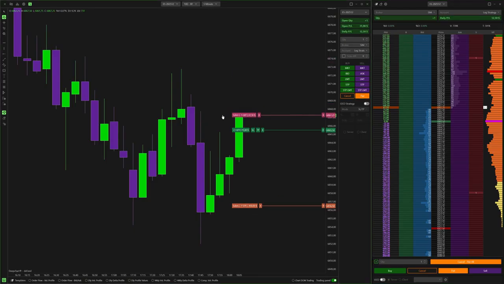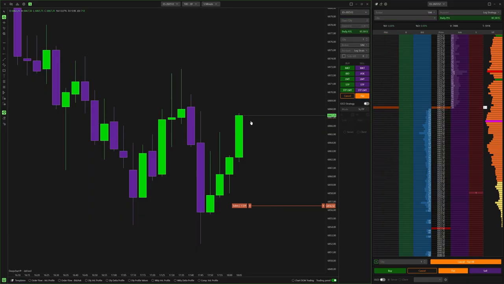So as soon as this is closed, there you go. My position is 0. So I basically bought here, sold here. But as you can see, there's still my stop loss over there that I have to manually get rid of. And that can be kind of annoying sometimes. And that's why OCO strategies come into place.